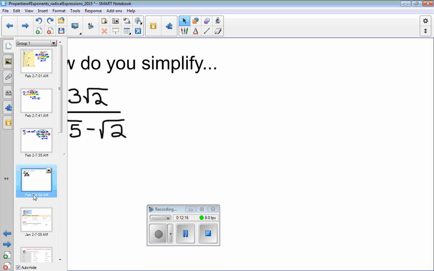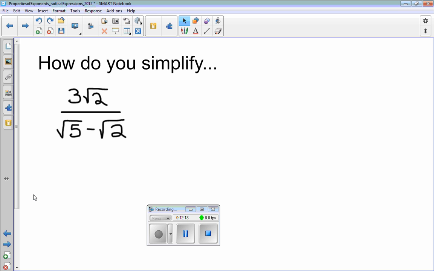All right, so I want you guys to look at this problem. Go ahead and put your homework away. Go ahead and take your notes out. And let's look at this particular problem. First of all, what is the issue with the problem that you see in front of you? And why do I need to simplify it? Why? There's something in a certain position that shouldn't be there.